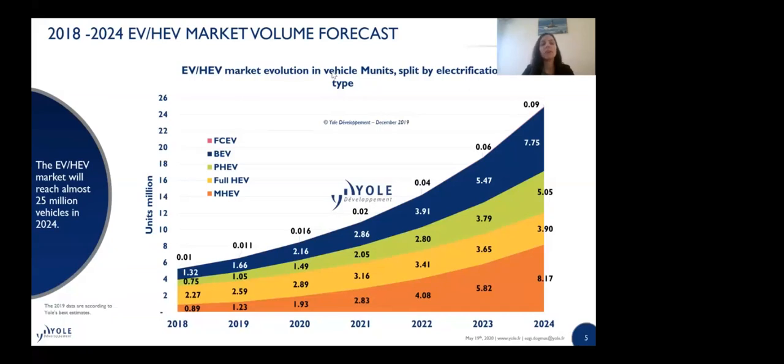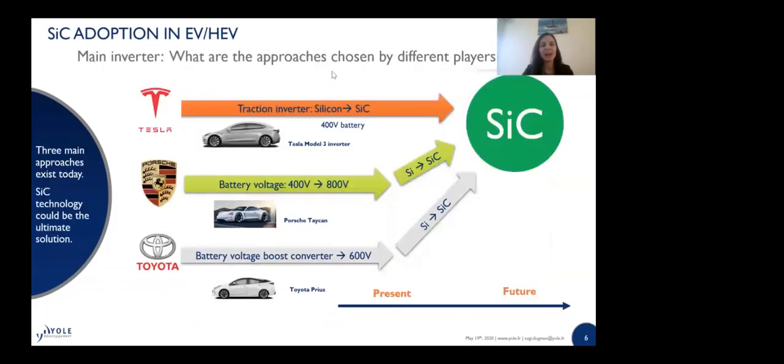And overall, we are expecting almost 25 million electric vehicles by 2024, posting a very high compound annual growth rate in the 2018-2024 period. So you may ask me, what is the impact of this significant growth for us, for compound semi people? So here we see the silicon carbide. I think many of you are familiar.